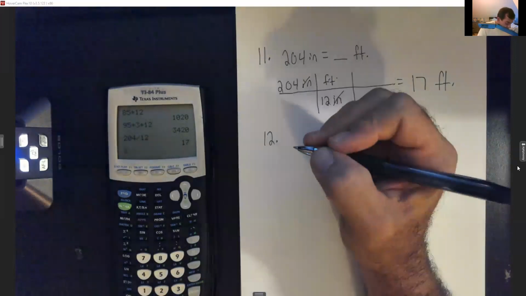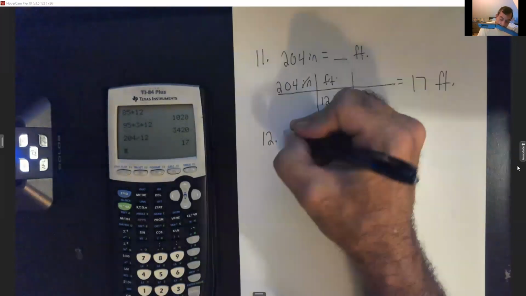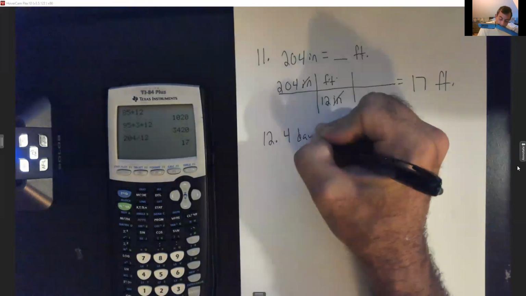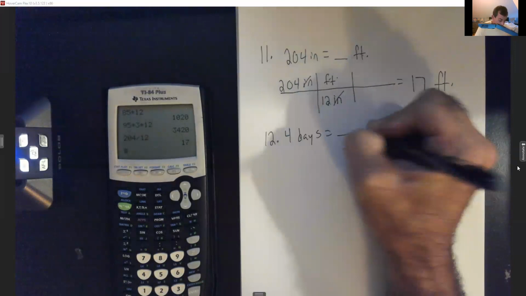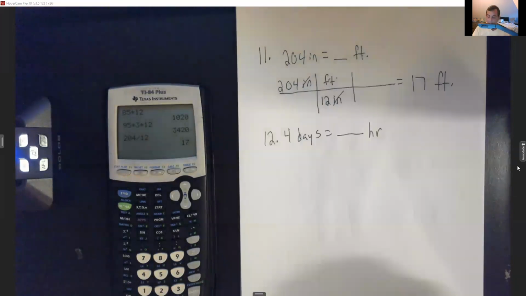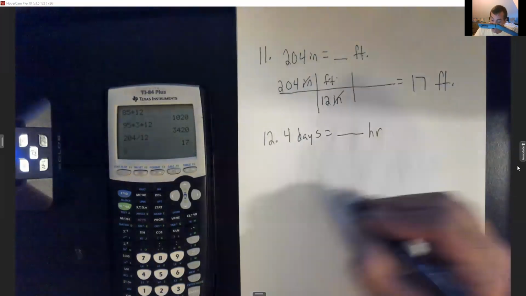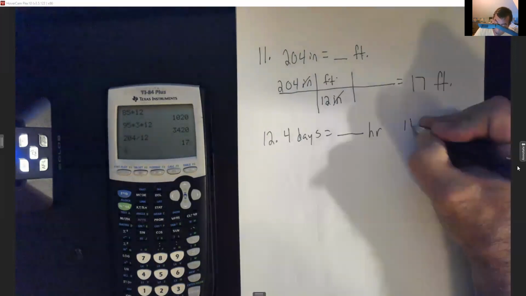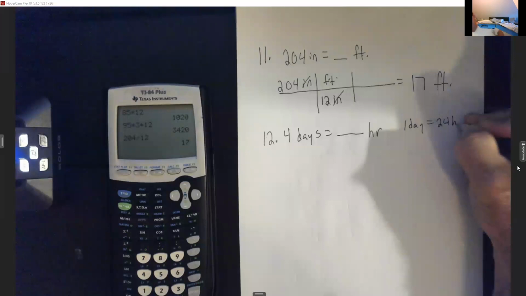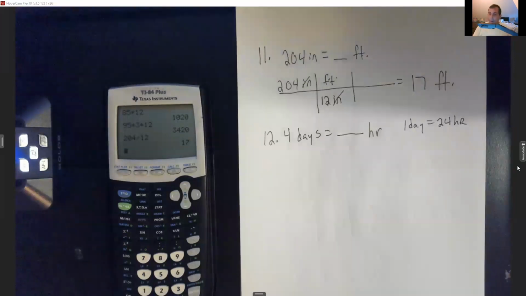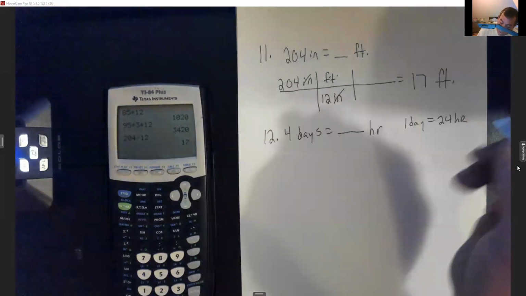Here, this one has 4 days equals blank hours. Well, don't we got a conversion? We all know this. 1 day is equal to 24 hours. So we got one conversion on this to get it into what we need.